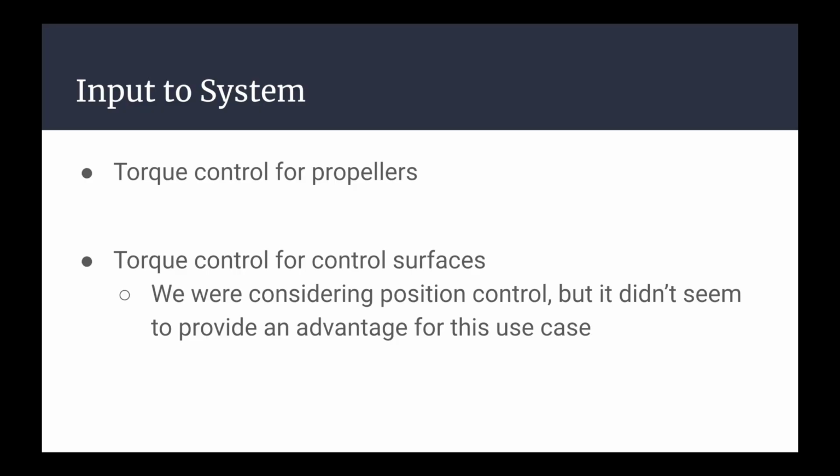In order to implement trajectory optimization, we needed to first design the control inputs to the system. We decided to use torque control for both the propellers and control surfaces. While we initially considered position control for the control surfaces, it seemed unnecessary to search over positions rather than torques for the optimization, so we reverted back to pure torques.